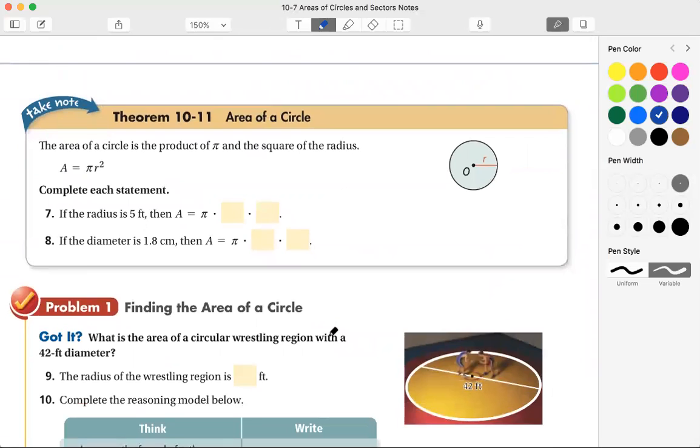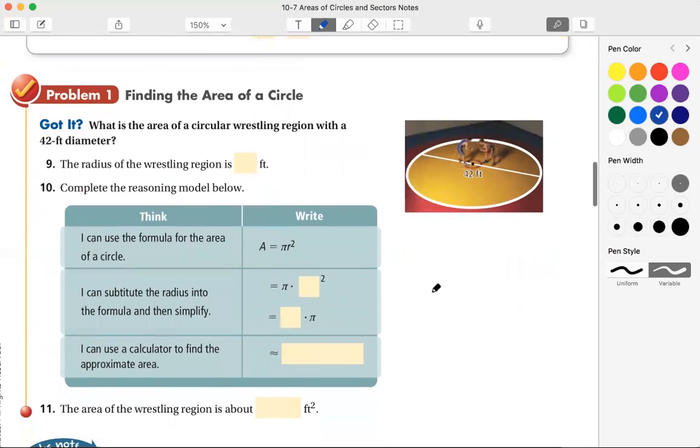Okay, so 10-11, area of a circle. Area of a circle is pi times r squared. So if I know the radius is 5 feet, then the area is pi times 5 times 5. If the diameter is 1.8 centimeters, then A equals pi times 0.9 times 0.9.